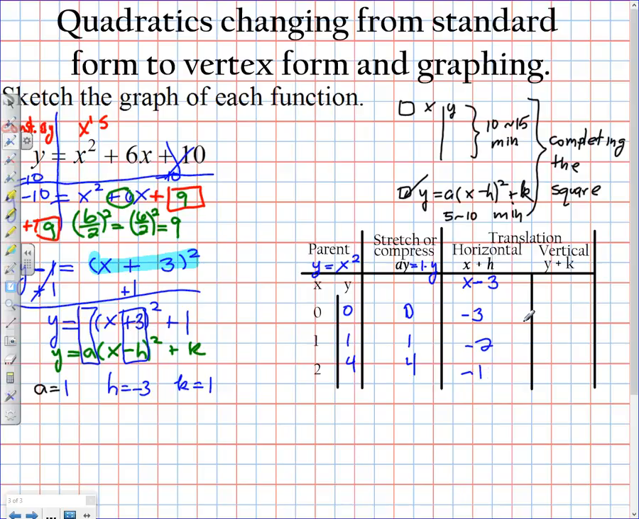Okay, so now vertical translation or vertical movement. The formula is y plus k. In our case, k is equal to 1, so y plus 1. This tells me take the y values and add 1 to them. So 0 plus 1 will give you 1. 1 plus 1 will give you 2. And 4 plus 1 will give you 5. And this is what I'm going to be graphing.